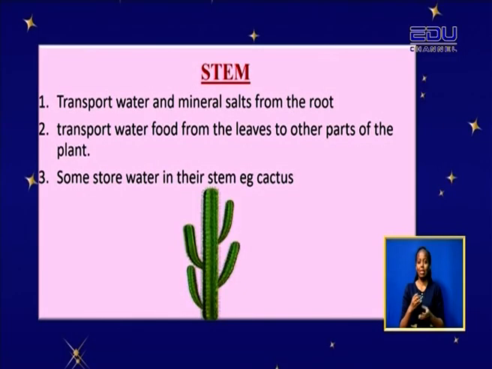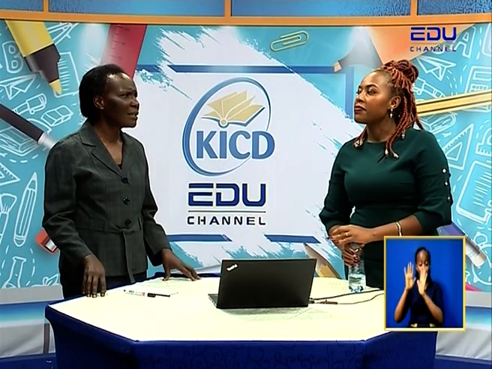So, let's look at the other part of the plant. We have the stem. What do you know about the stem? I feel like it's the most important part of the plant. How is it most important? Because it holds the branches together, the fruits together, the flowers together, the whole plant together. I feel like this is the most important part of a plant.